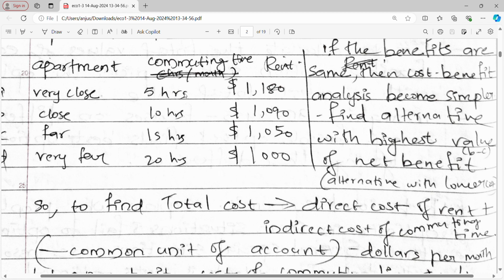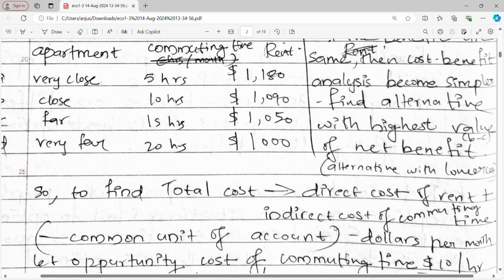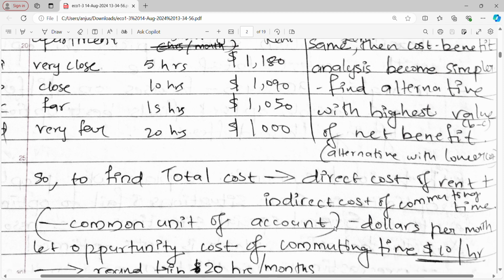Here commuting time is given in hours. For calculating the cost benefit analysis, we need everything in the same measurement. So for calculating the total cost, we have the direct rental cost, and next we need the indirect cost for commuting time. So we are converting into a common unit of account, that is dollars per month. Here we are calculating the opportunity cost. We studied all these terms in last classes. It won't be good if I repeat it again and again, the video becomes lengthy.